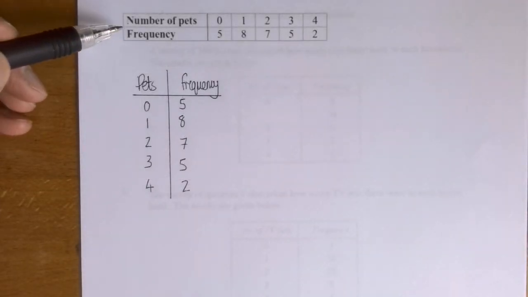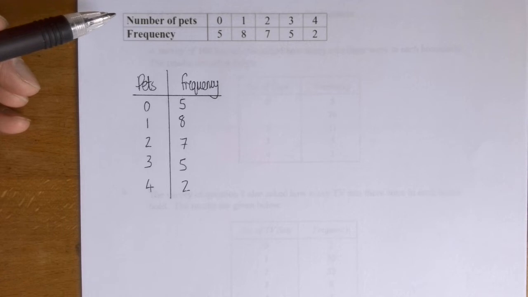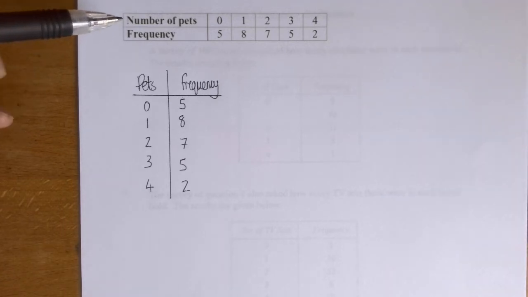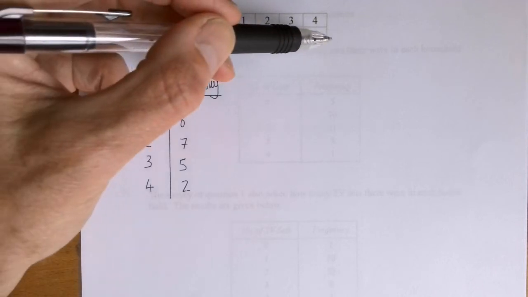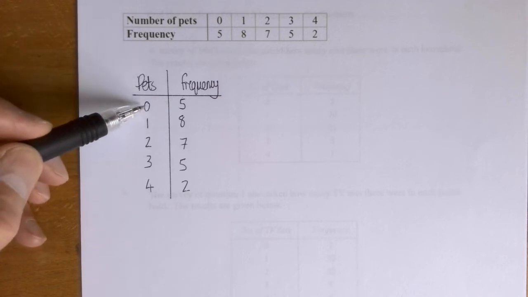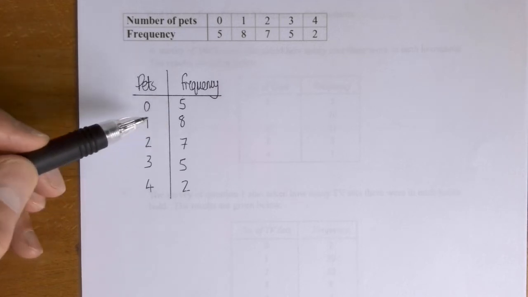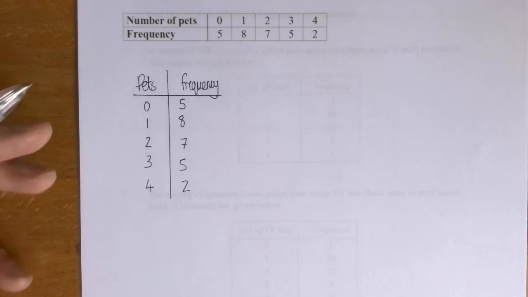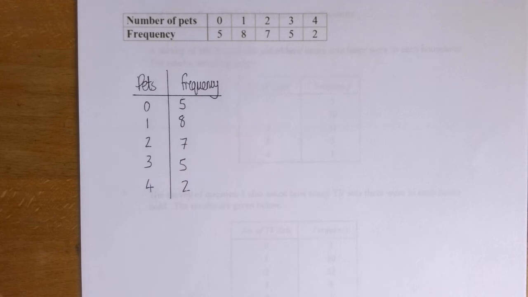This is a survey of how many pets people had. So they asked a number of people how many pets they owned. And you'll notice they've done what I don't like. They've put the data in rows, so I've straight away written it out again in columns. So I've got 5 people in my survey who didn't have a pet, and then 8 people who had 1 pet, 7 people who had 2 pets, 5 people who had 3 pets, 2 people with 4 pets.